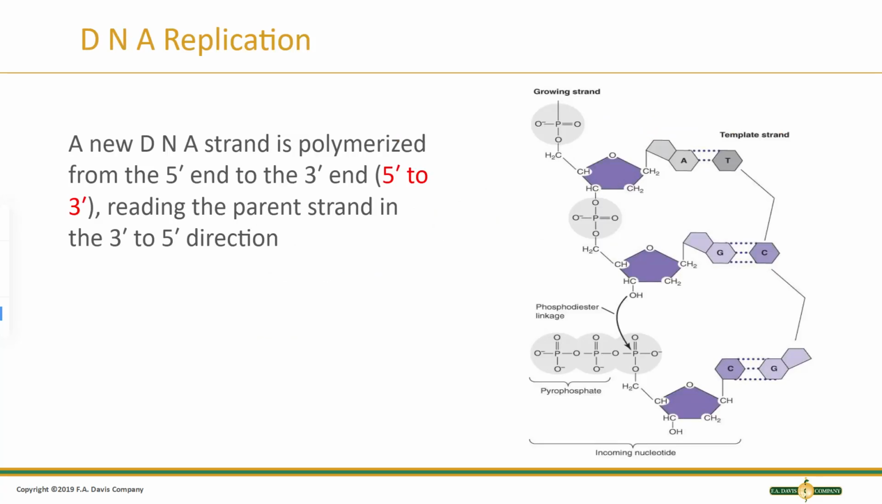And this shows what I just talked about. So a new DNA strand is polymerized from the 5' end to the 3' end, reading the parent strand in the 3' to 5' direction.